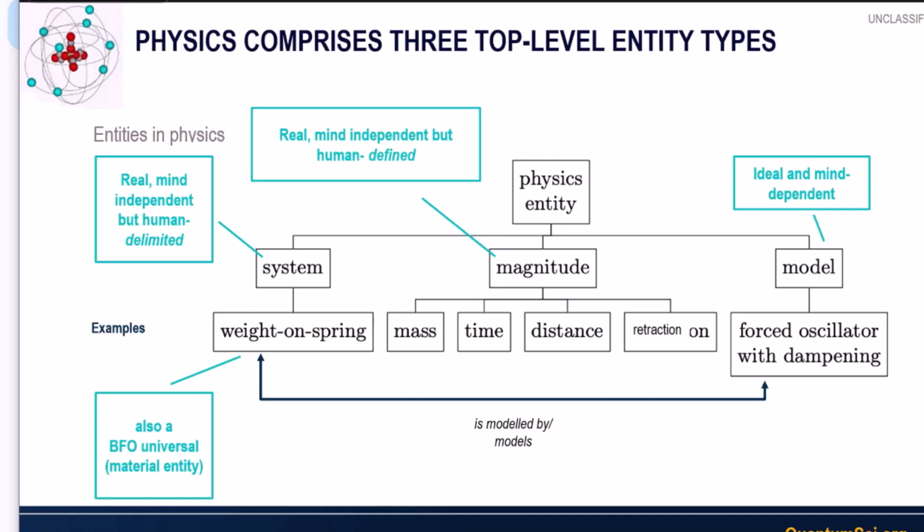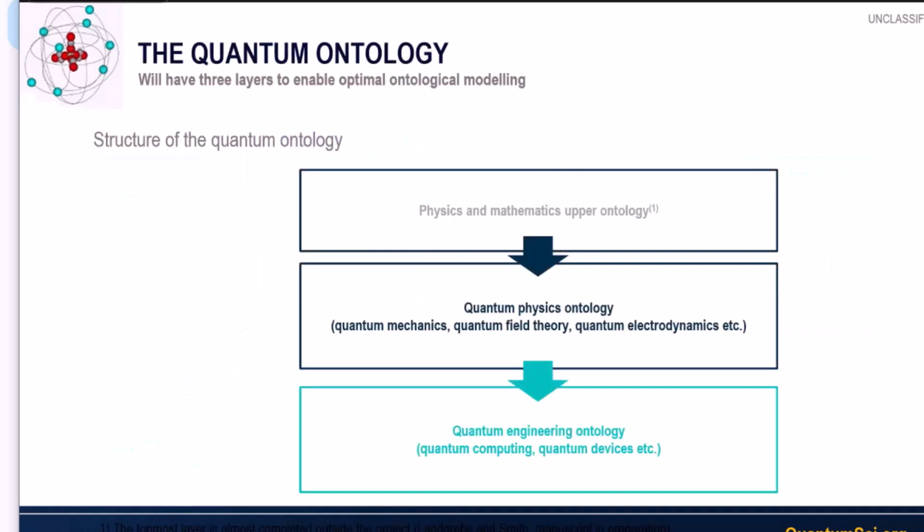And at this level of textbook physics that I'm showing here, of beginner physics, it's very easy, but it gets very complicated if you go one level down. So on the next slide, we now see how the quantum ontology will be structured. It will have 3 layers.